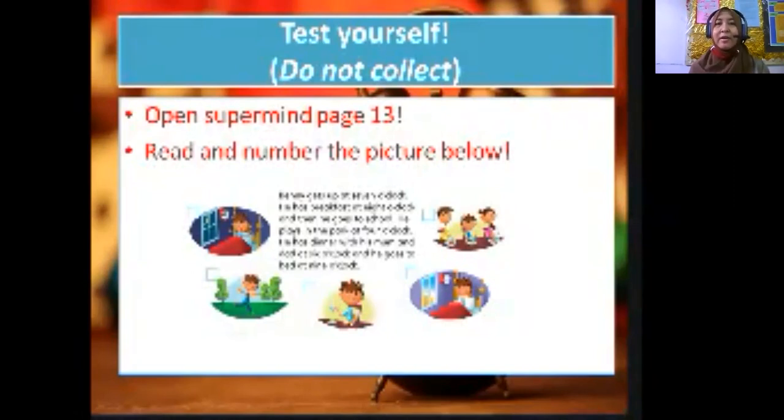Okay, so read first and then you decide which is the picture. Do this exercise. Do not collect or send it back to me. Just to test yourself. Maybe your brother, sister, or your parents can help you to correct it.